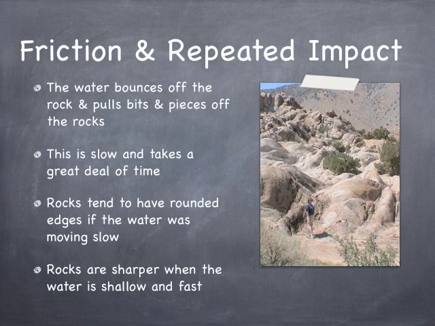Some other types of weathering are friction and repeat impact. This is where water goes down and slowly pulls pieces off. This is slow. It takes a really, really long time. The rocks that are done this way, if the water was moving slowly, tend to be kind of rounded, like the picture to the right. If the water was moving shallow and quick, we get sharper, jagged edges. Think Grand Canyon.